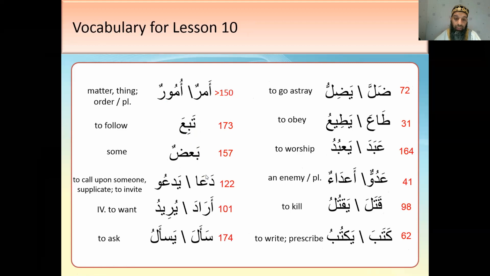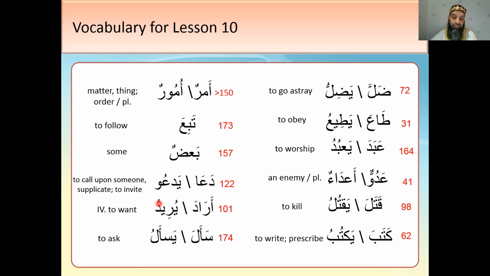How many times are coming? Da'a yad'u, root word, to call upon someone, to supplicate, to invite. We know it for du'a, but it's also used for to call. Who is better than the one who calls to Allah? Arada yuridu, you make an intention to do, you want to do something. Arada means intention in Urdu, but it's maybe connected.